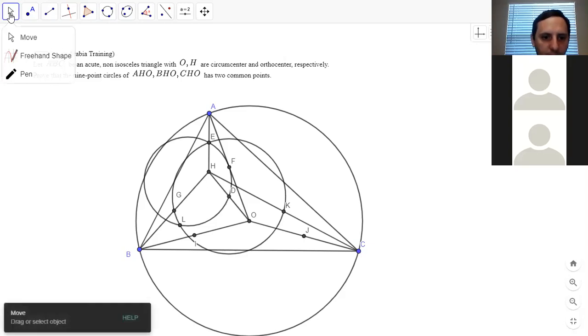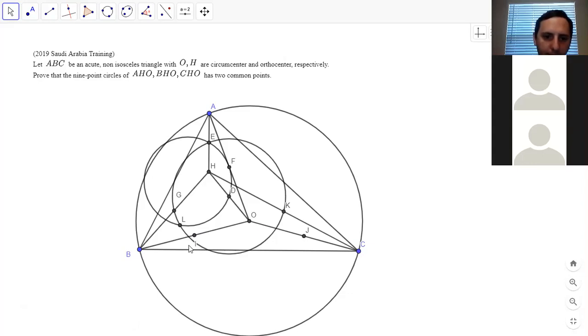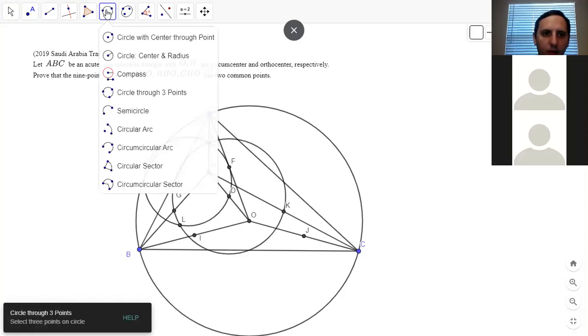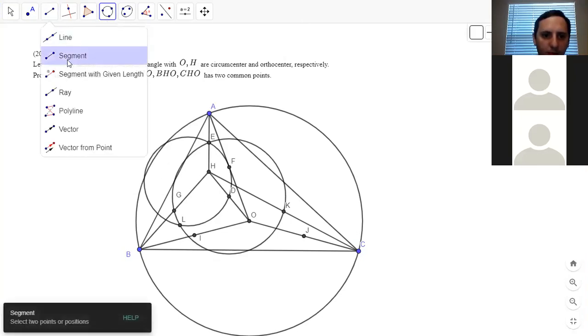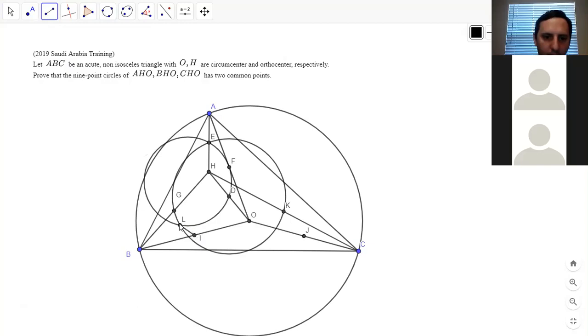But I like the idea of showing that GLID is cyclic, because we know angle IGD is angle HOB, and so we need to show angle ILD is HOB. So basically we need to show ILD and IOD have the same size circumcircle. Maybe it's worth trying that. So we want to show GLID is cyclic.